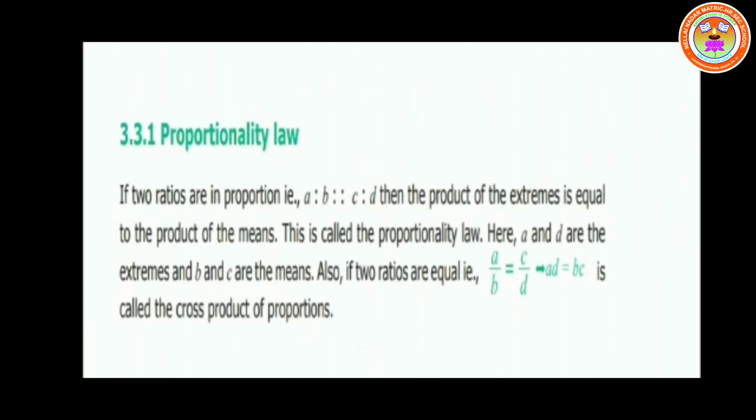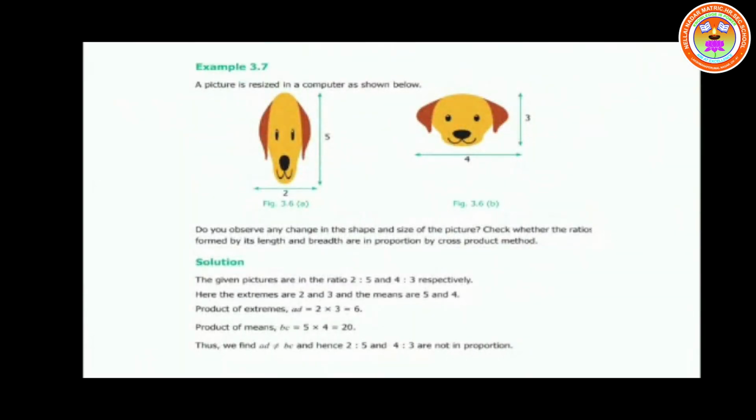A is to B as C is to D. The product of the extremes is nothing but A and D, and the product of the means is nothing but B and C. Now let us move on to some examples based on this property.